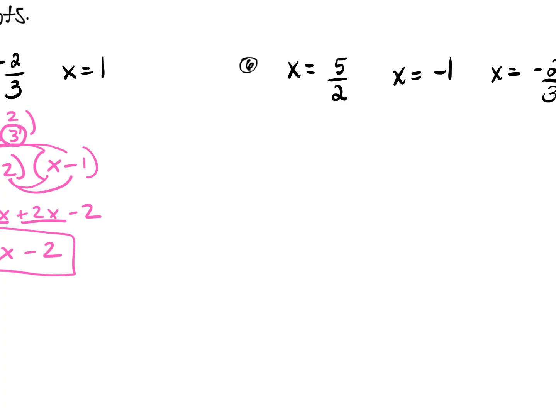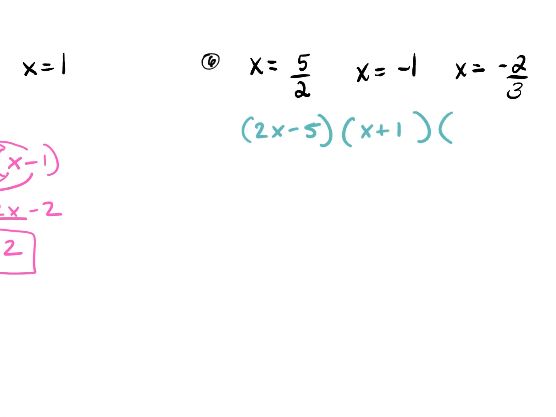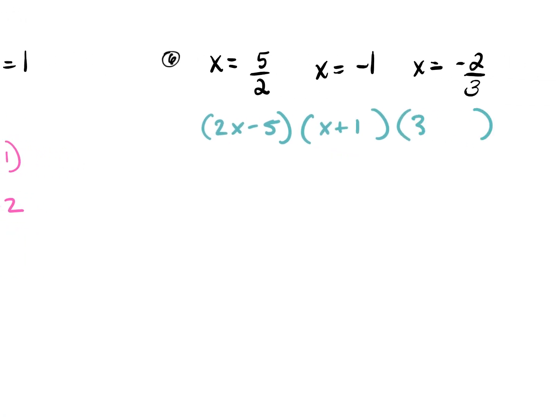Lastly, let's do number 6. So we have 3 terms here. We're doing the same thing. How would we write the first one in factored form? Awesome. 2x minus 5. We change the sign and move the denominator in front of the x. What would the next one be? X plus 1. And then the next one? 3x plus 2.